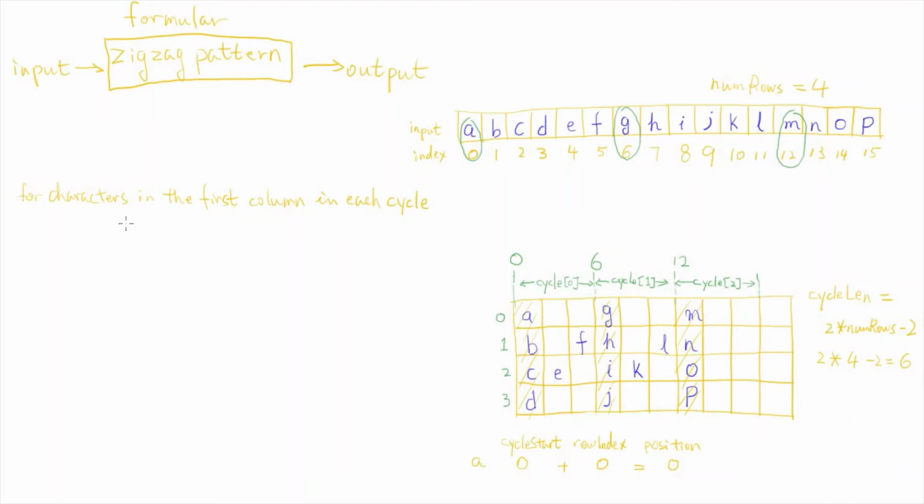So for characters in the first column in each cycle, the position is equal to cycle start plus row index. Let's verify this formula with the rest of the characters in the matrix.